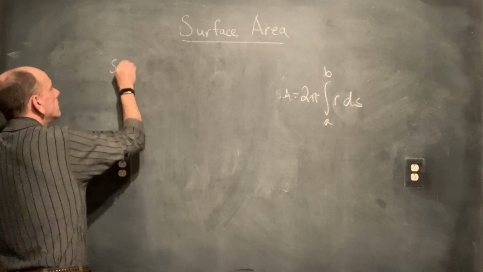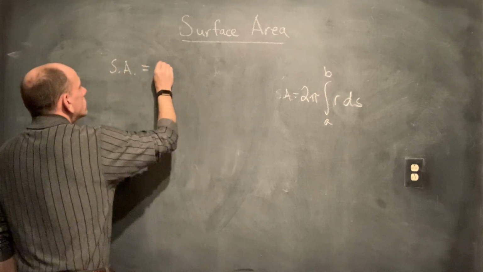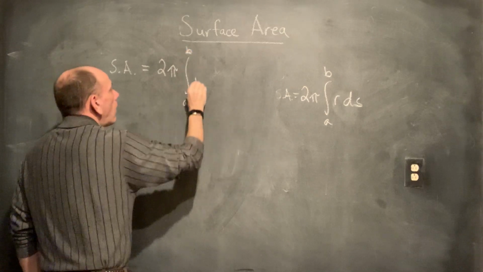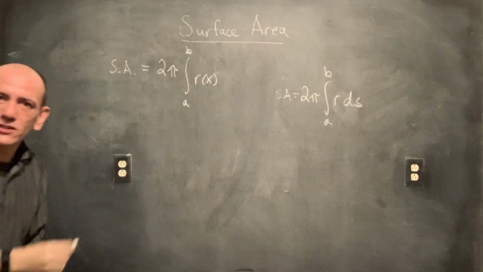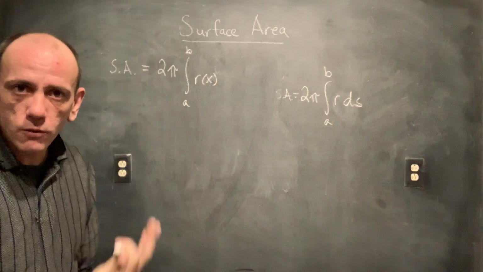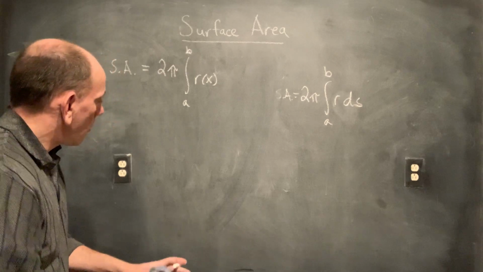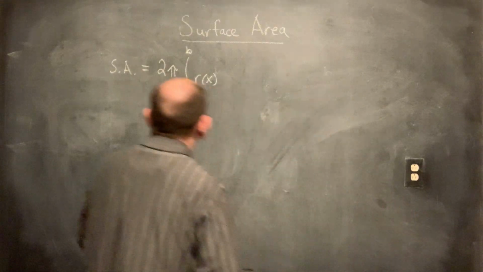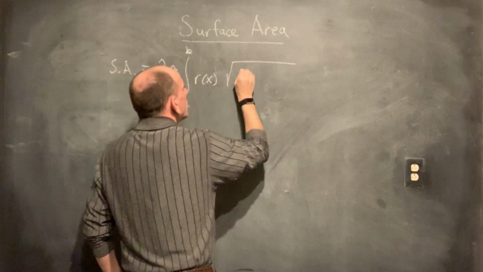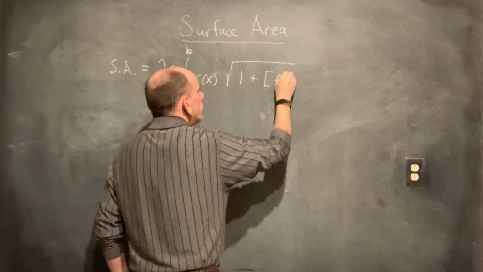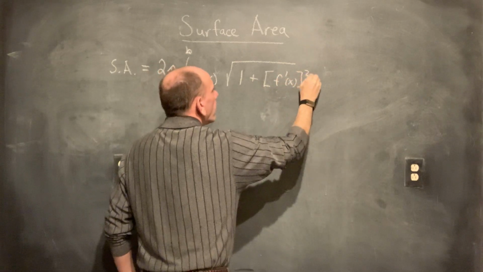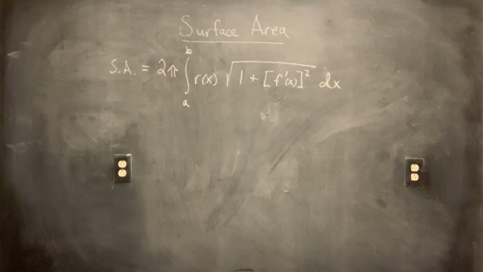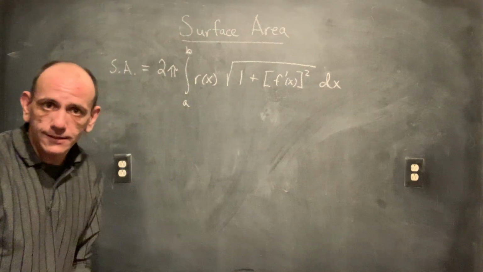So the surface area is 2 pi times the integral from A to B. R is a function of x. Let's stick with dx. If we were doing it with dy, it would be r as a function of y. So we have our radius, and we can allow it to change. And then ds. Well, ds is the square root of 1 plus the derivative of f squared, dx. That's it. 2 pi r ds.